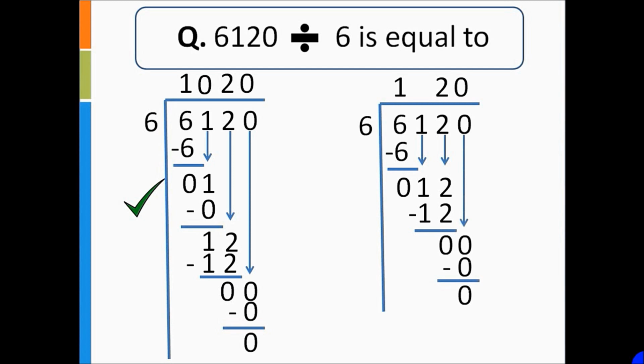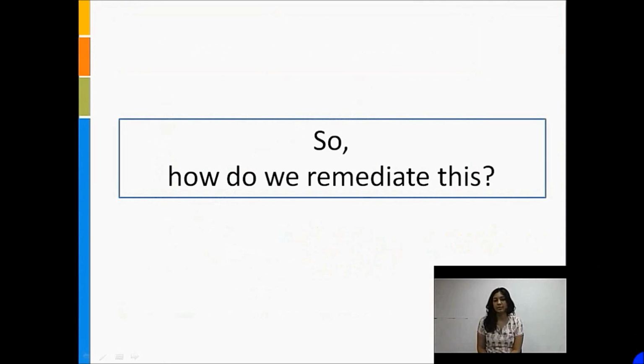The crucial step in between is often missed, where on realizing that 6 goes in 1 0 times, a 0 must be placed in the quotient and 0 must be subtracted from 1 to give 1. It is only after this step is performed that the 2 should be brought down. So how do we remediate this?